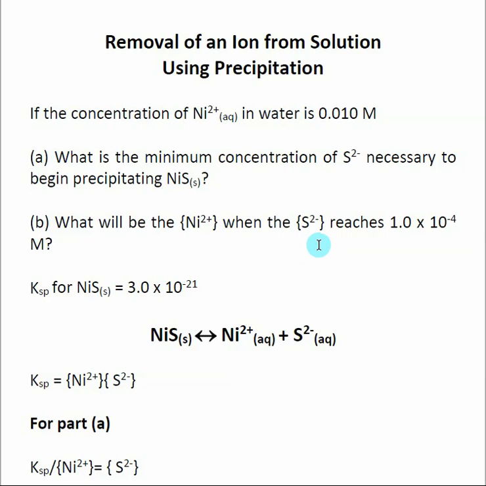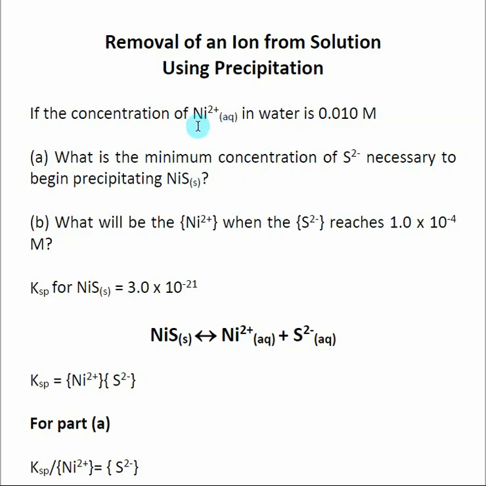Previously, we've seen how we can get an insoluble salt to precipitate out of solution by increasing the concentration of its counter ion in the solution. And now what we're going to do is utilize this idea to get a particular ion of the insoluble salt to almost completely precipitate out of solution by adding a relatively large amount of the counter ion to the solution.